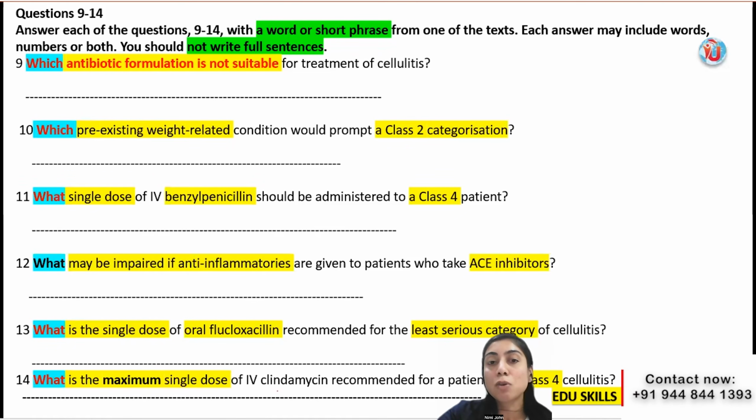the single dose oral glucosamine recommended for the least serious category of cellulitis, and what is the maximum single dose of IV clindamycin recommended for a patient with class 4 cellulitis. So now you can start to write your answer. I'm counting the time here. I will give you 4 minutes maximum.